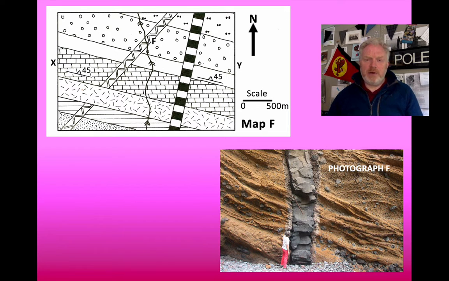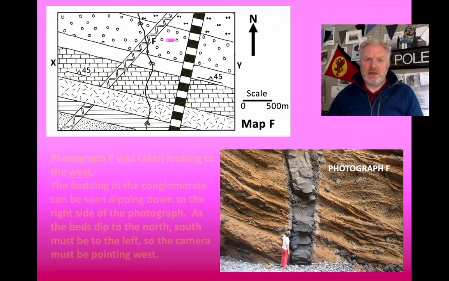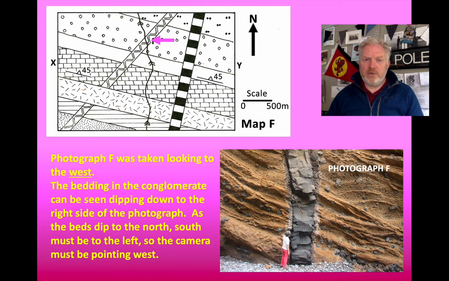Those of you that dug deeper, I asked you which way the photograph was taken for photograph F. Which direction was the camera pointing? It may seem like a weird question, but it does come up in geology exams because it's all about orientating the geological features. Now, in this case, photograph F was taken with the camera looking to the west. I've put an arrow on the map there to show which way the camera was pointing.